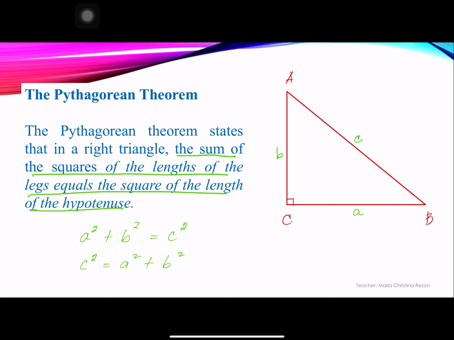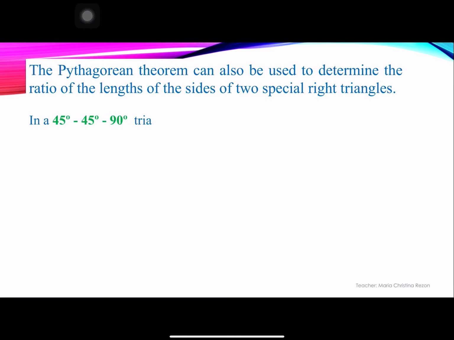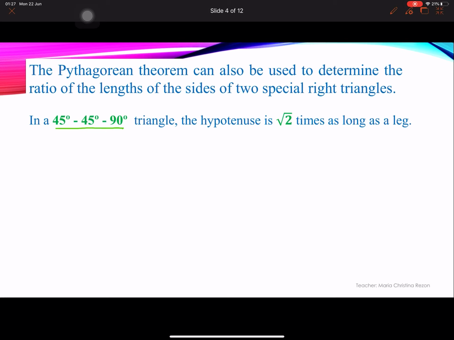And the Pythagorean theorem also is used to determine the ratio of the lengths of the sides of these two special triangles. You have the 45-45-90 triangle, and it says here that in a 45-45-90 triangle, the hypotenuse is square root of 2 times as long as the leg.